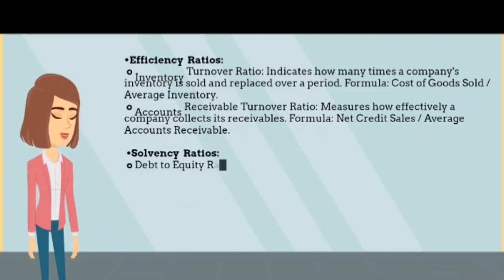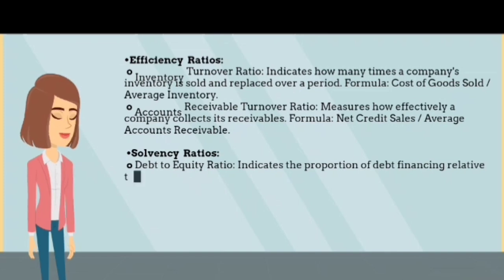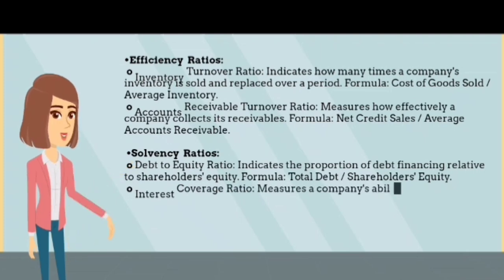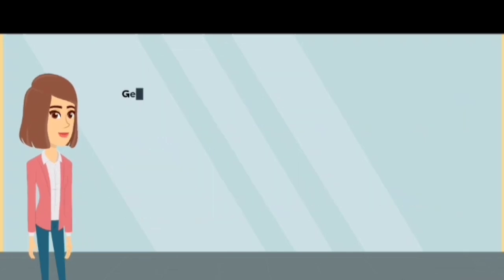Solvency ratios. Debt to equity ratio indicates the proportion of debt financing relative to shareholders' equity. Formula: total debt divided by shareholders' equity. Interest coverage ratio measures a company's ability to pay interest on its outstanding debt. Formula: earnings before interest and taxes, EBIT, divided by interest expense.